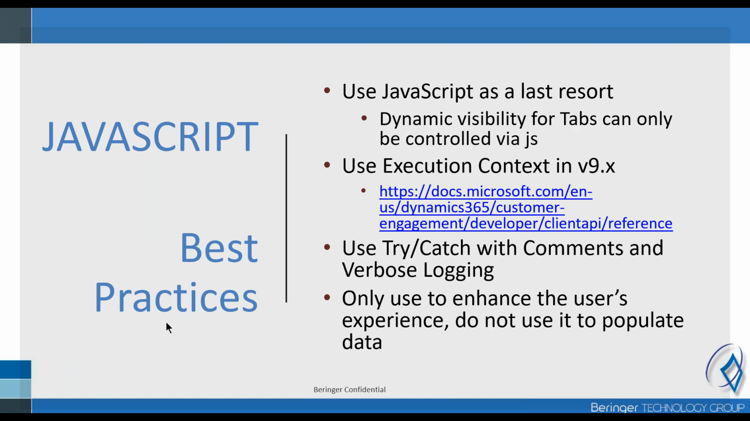And just some best practices that we follow. You want to use JavaScript as a last resort. One of the things, the dynamic visibility of a tab can only be controlled through JavaScript. So if you want to hide a tab, you just have to use JavaScript for that. You want to use that execution context concept.